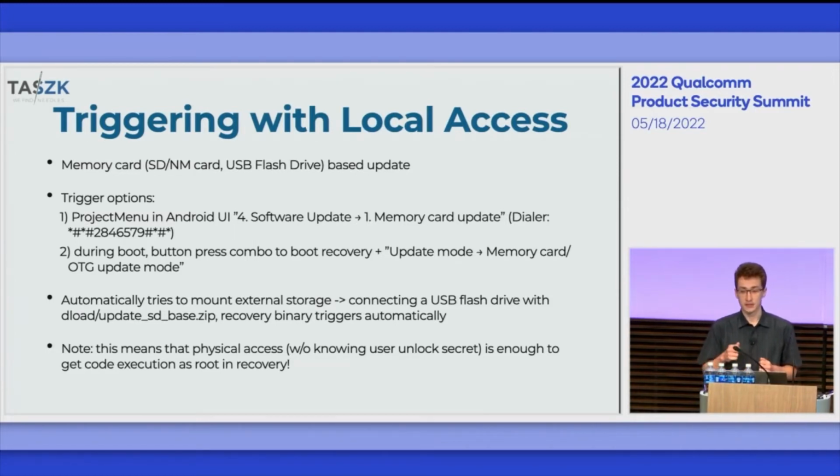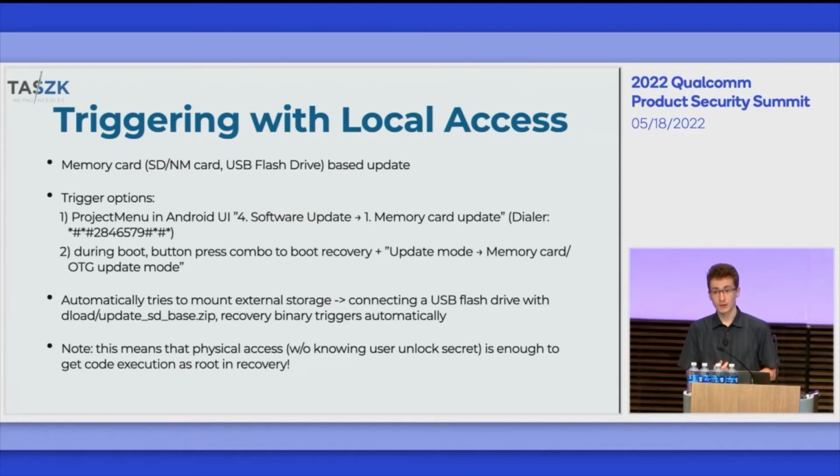And it contains the update archive on its file system. This kind of local update can be triggered from an unlocked phone, going to this project menu. It's an engineering mode of the Huawei devices. Or the update can be achieved from a completely turned off phone by the right key combinations, and it boots to recovery and immediately starts to update from the USB media.